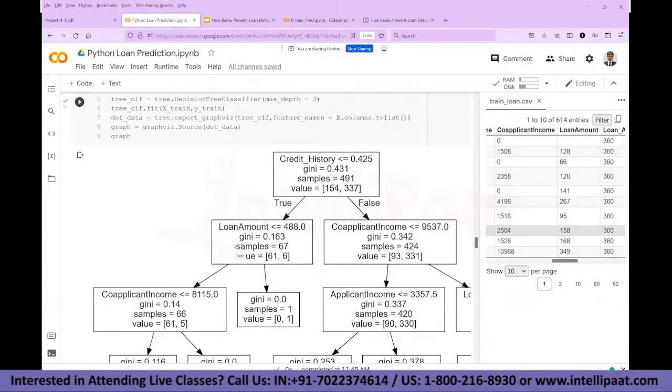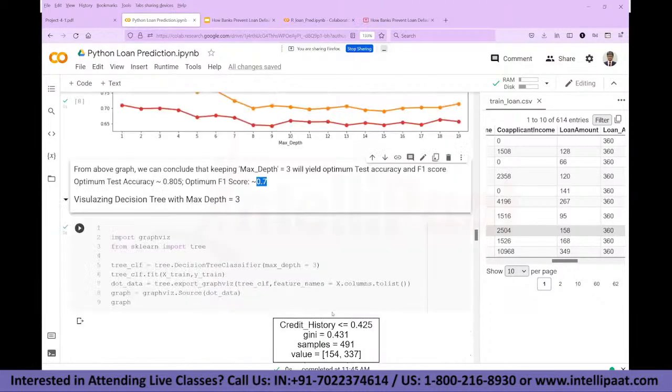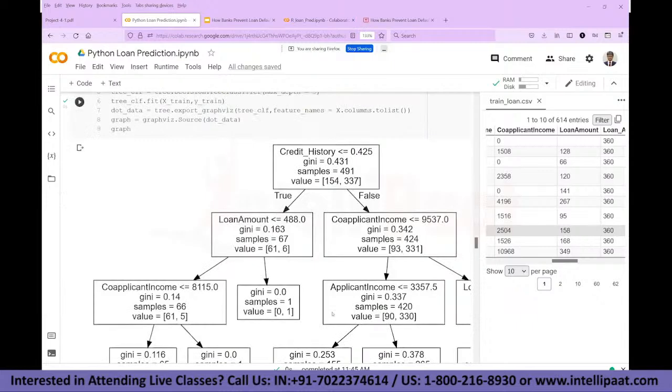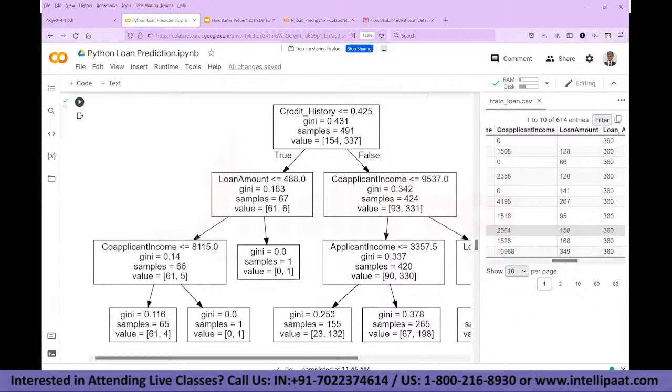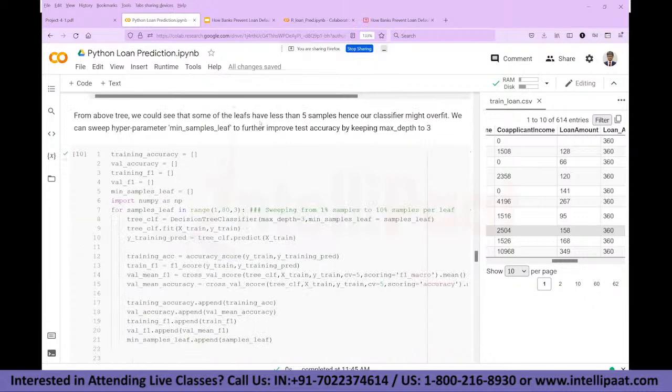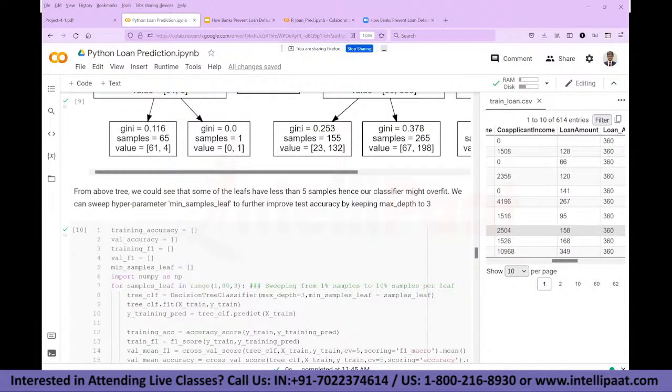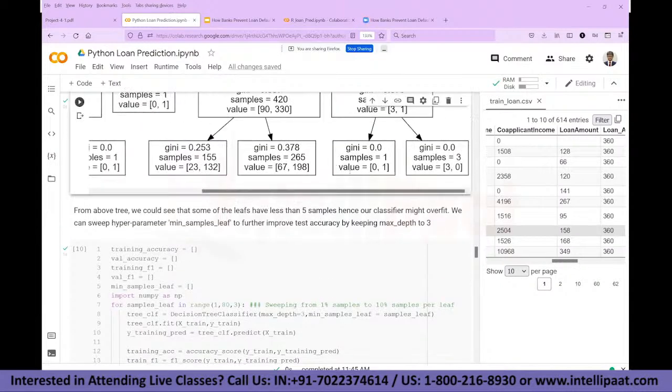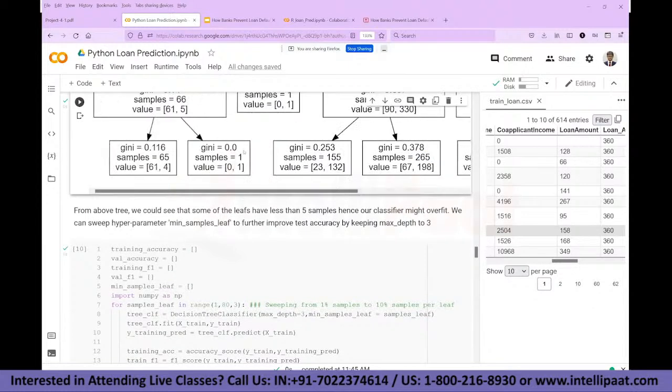When you use max depth equal to 17, the tree becomes very large, and it will take longer to train your model. So make sure to use this parameter wisely, right? From the above tree, we can see that some of the leaves have fewer than 5 samples, like 1 sample, 3 samples, 1 sample. Hence our classifier might overfit. We can sweep the hyperparameter minimum samples leaf to further improve the test accuracy by keeping max depth at 3.